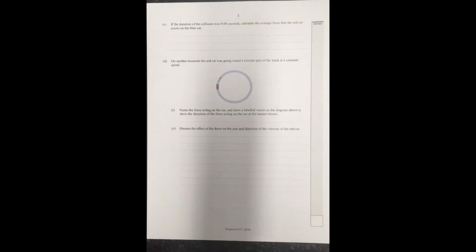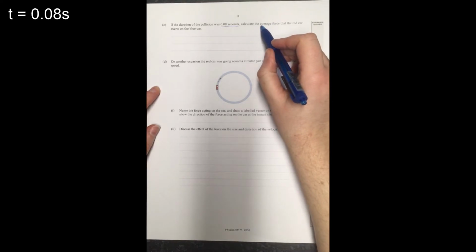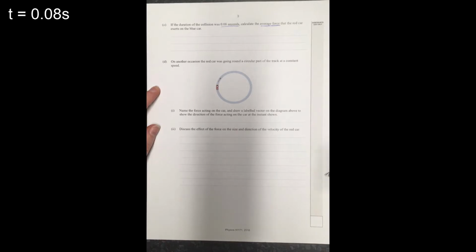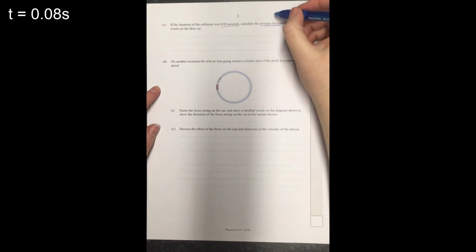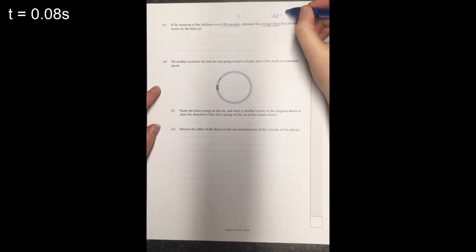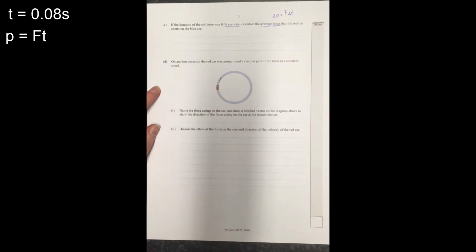Okay. If the duration of the collision was 0.08 seconds, calculate the average force that the red car exerts on the blue car. All right. There are two ways to work out this, so I'll show you both. We've got a time of 0.08 seconds, and we're wanting to work out a force. So what we're wanting to do is look at impulse. On our resource sheet, impulse is change in momentum, which is force times the change in time.